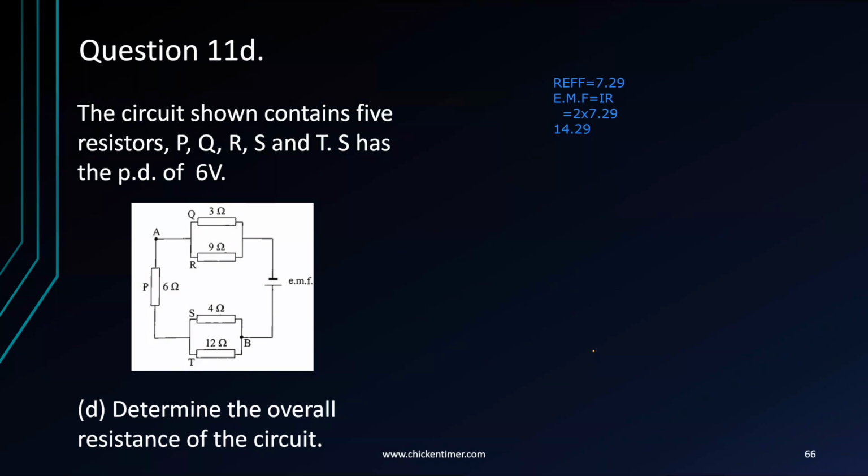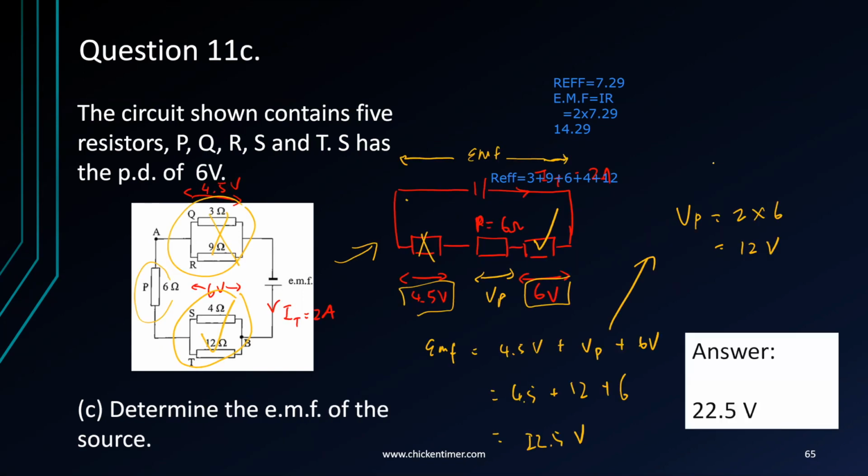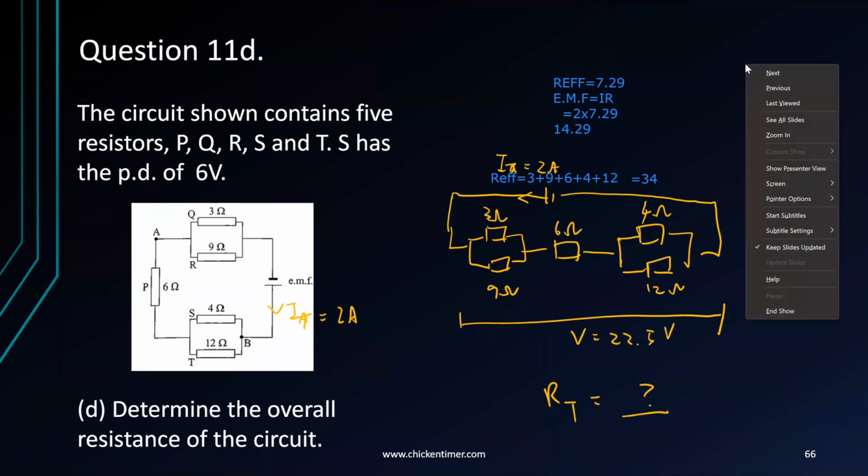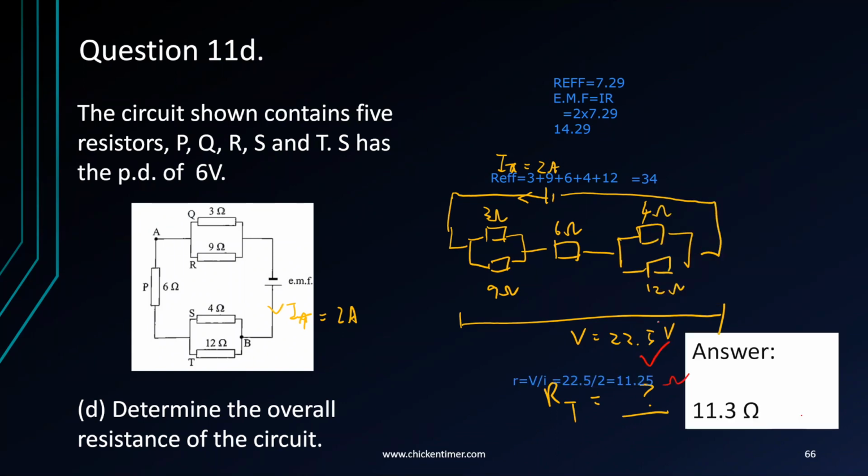Determine the overall resistance. So then this one, the drawing is like this. Okay, the first one is this. Then this is 6 ohms. Then this is 4. It's like this. You have total current is 2 amps. Then you have the total potential is 22.5. Then can you find the total resistance or not? With the info given to you, can you find it? Yeah, you can find it like that because you have the total current and you have the total potential.